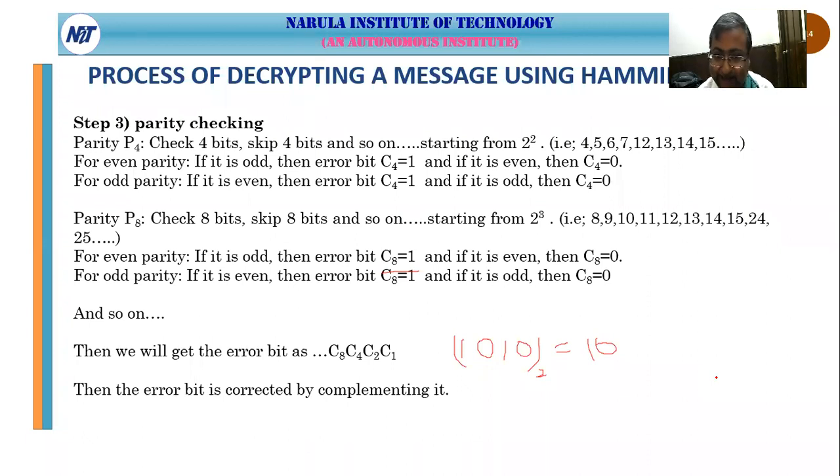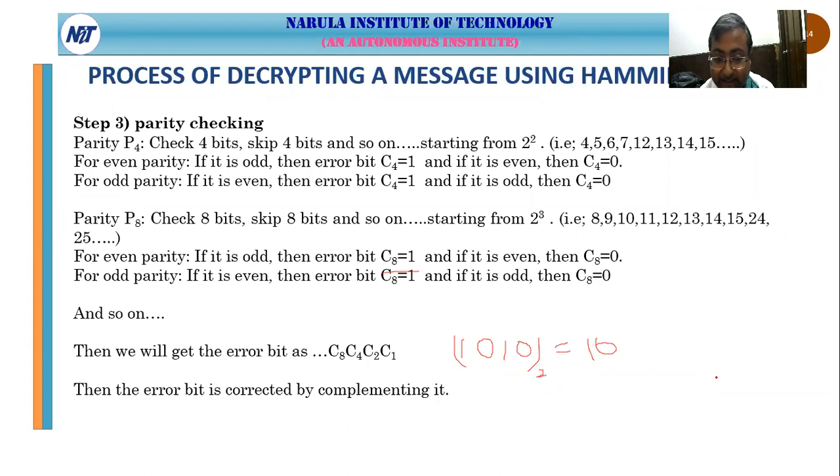By checking the parity for P1, P2, P4 and P8, we will get the values of C8, C4, C2, C1. Clear? Put the values of C8, C4, C2 and C1, and we will get the binary value. Now convert this binary value to the decimal value, and that will be the error bit position.